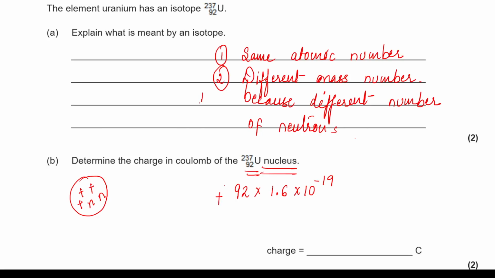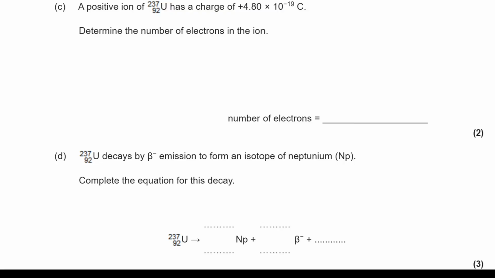So just using my calculator here. 92 times 1.6 times 10 to the power minus 19 is, I'm getting 1.472. So I'm just writing it to two significant figures, 1.5 times 10 to the power minus 17. Sorry, that's it.